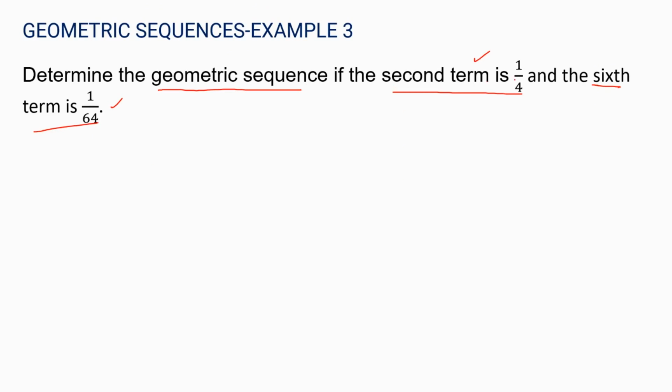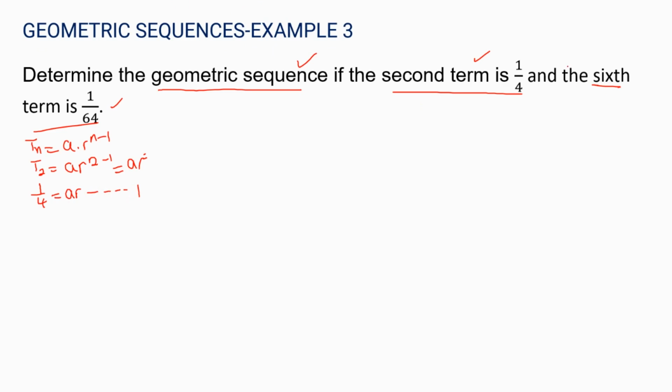Second term is 1 over 4. We're given that this is a geometric sequence, so Tn is equal to A times R to the power n minus 1. The second term is 1 over 4, meaning that T2 is equal to 1 over 4. T2 is equal to A times R to the power 2 minus 1. So it's just AR, that is T2. And then our T2 is 1 over 4, so 1 over 4 is equal to AR. Let's name that equation 1.